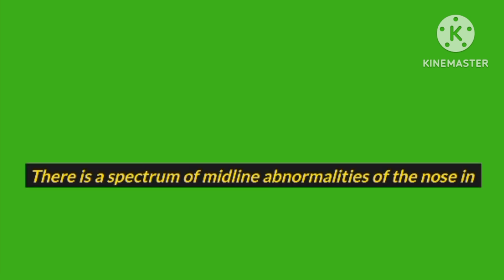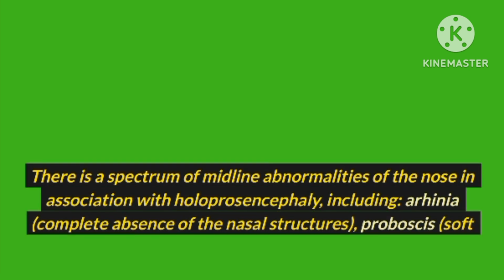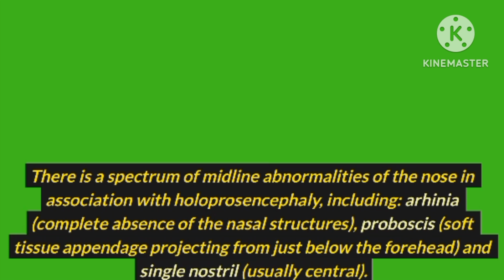Number 9, nose anomalies. Ultrasound diagnosis: there is a spectrum of midline abnormalities of the nose in association with holoprosencephaly, including arrhinia, complete absence of the nasal structures; proboscis, soft tissue appendage projecting from just below the forehead; and single nostril, usually central.